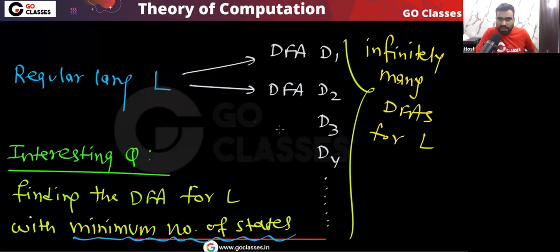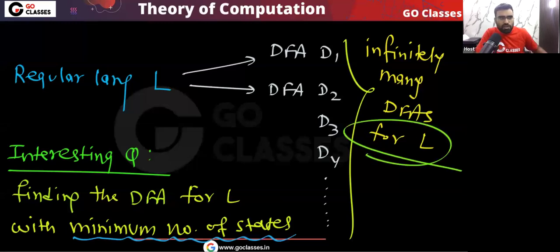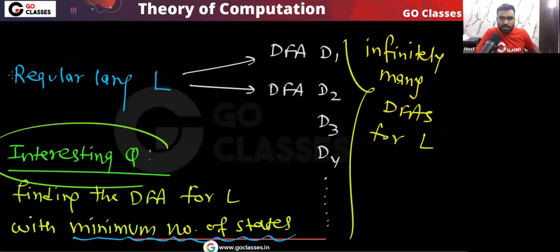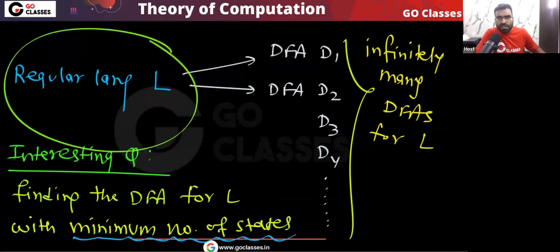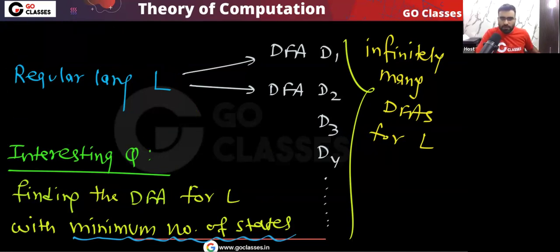So for any regular language L, we can create an infinite number of DFAs. You can keep adding unreachable states, and you can create infinitely many DFAs for the same regular language L. But the interesting question is finding a DFA with the minimum number of states. And for any regular language L, this minimal DFA will be unique, meaning there will be exactly one DFA with the minimum number of states. I hope this point is clear.